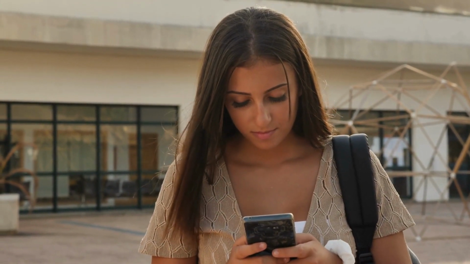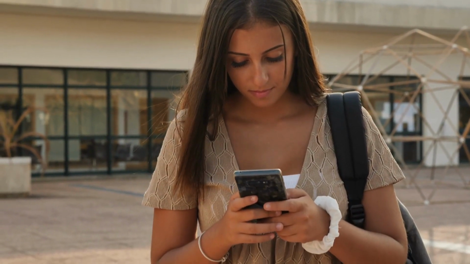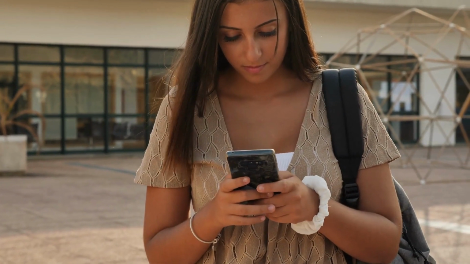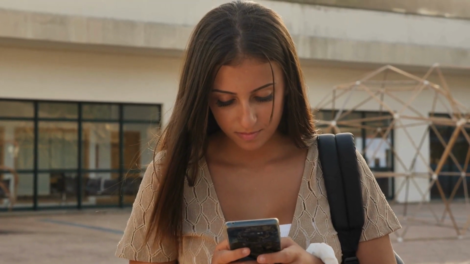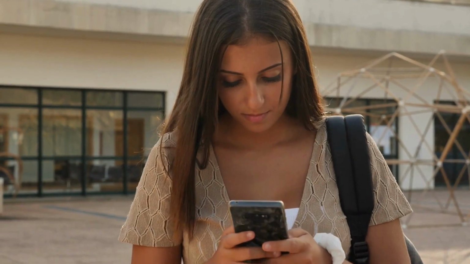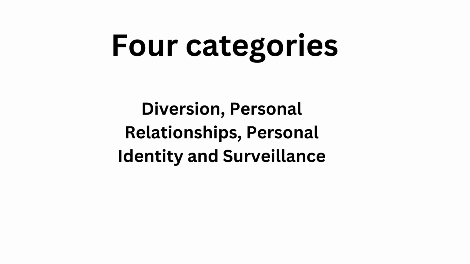So basically, we as the users use certain types of media for a reason and for the gratification we get from using that certain type of media. Us, the users, are the ones who judge the media content and its value. The theory was developed as a collaborative study by Elihu Katz, J.G. Blumler, and Michael Gurevitch. The theory has four categories, which are diversion, personal relationships, personal identity, and surveillance.